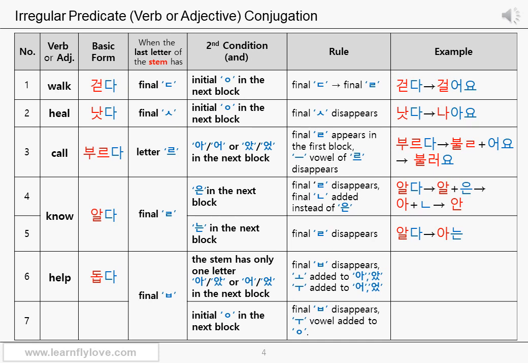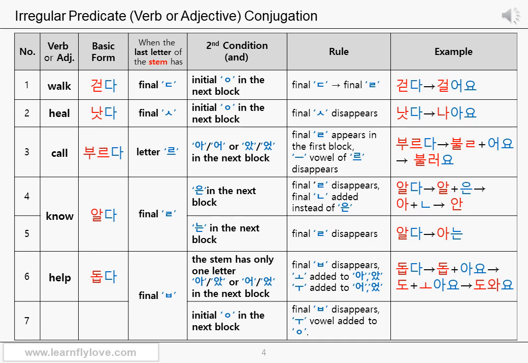This one is a little bit tricky too. Well, that's right. Most of the irregular conjugation rules are tricky. When the stem has only one letter, like this verb, with 부 consonant as a final, and it meets 아 or 앗 sound with a yang vowel 아, the final 부 consonant disappears, and 오 vowel, the same yang vowel, appears and is added to 아 or 앗 sound. Or when it meets 어 or 엇 sound with the in vowel 어, the final 부 consonant disappears, and 우 vowel, the same in vowel, appears and is added to 어 or 엇 sound. A little bit complicated, isn't it? Yes, this one is the most complicated one.